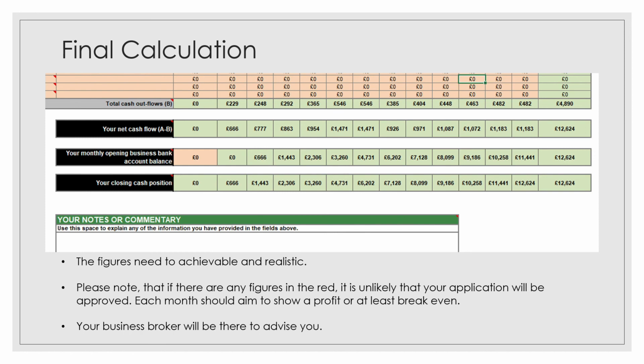Now the figures need to be achievable and realistic. And please note that if there are any figures in the red, it is unlikely that your application will be approved. Each month should aim to show a profit or at least a break even. Should you have a business model where you may not be able to earn a profit for the first few months of your business, then please do speak with your business broker so that they can help you with this section.